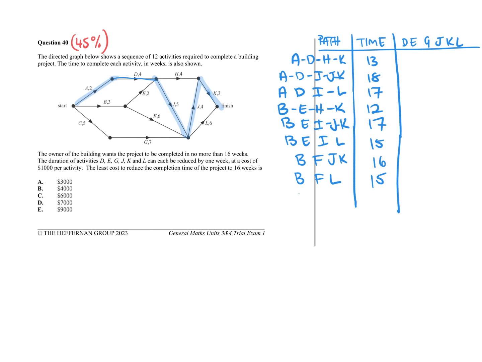And then I'm going to go, what am I going to do? C, G, J, and K, which is 19. And then I'm going to go C, G, L, which is 18. So there was a fair few, but it's okay.